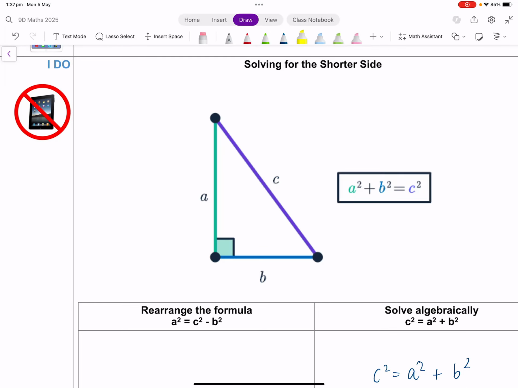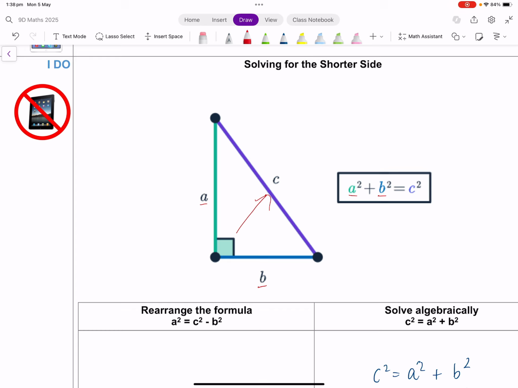Today we're learning how to find a short side in a right angle triangle using Pythagorean theorem. A reminder that our formula for this is a squared plus b squared equals c squared. Our a and our b in a squared plus b squared represent our two shorter sides, where the c is the longest side and it's always across from the right angle in the right angle triangle.